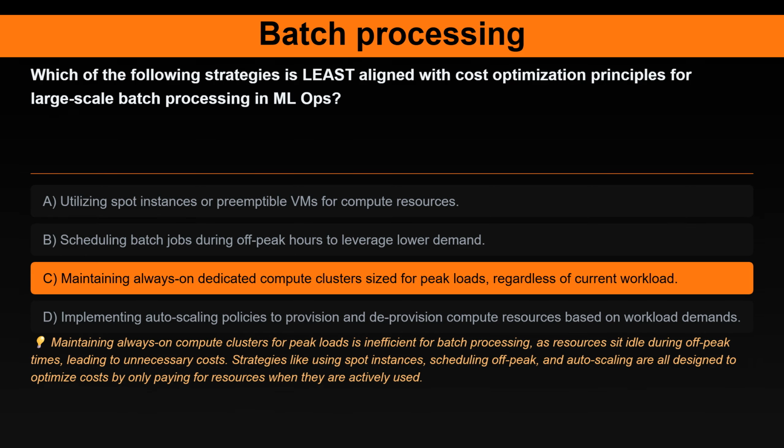The correct answer is maintaining always-on dedicated compute clusters sized for peak loads, regardless of current workload. Here's the explanation. Maintaining always-on compute clusters for peak loads is inefficient for batch processing, as resources sit idle during off-peak times, leading to unnecessary costs. Strategies like using spot instances, scheduling off-peak, and auto-scaling are all designed to optimize costs by only paying for resources when they are actively used.